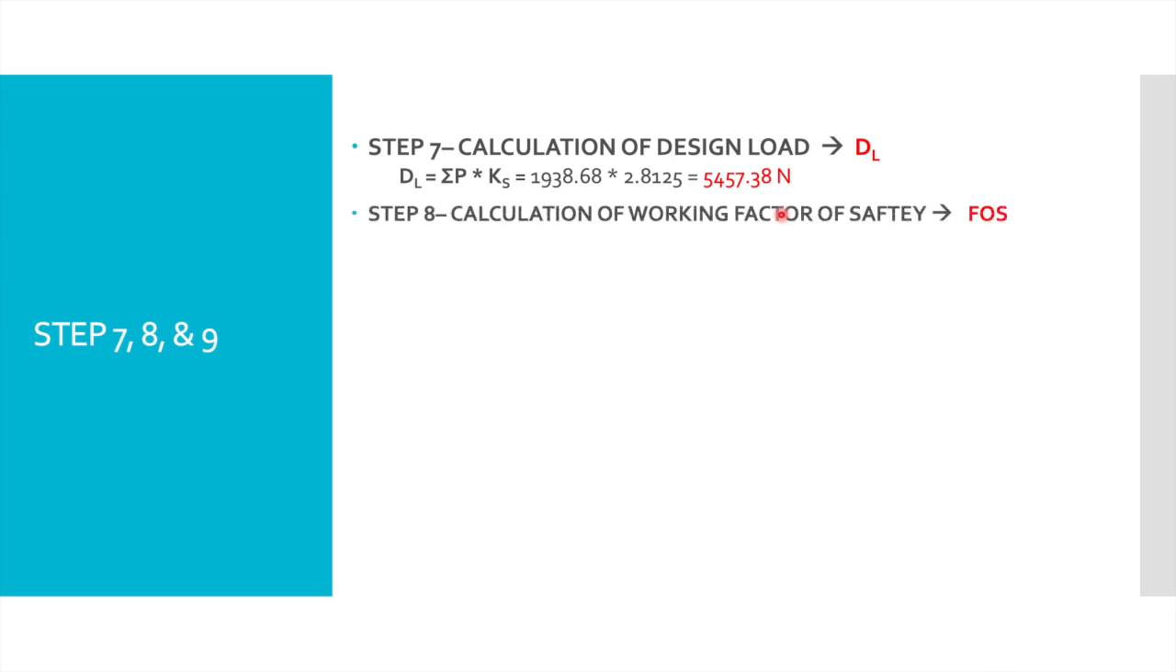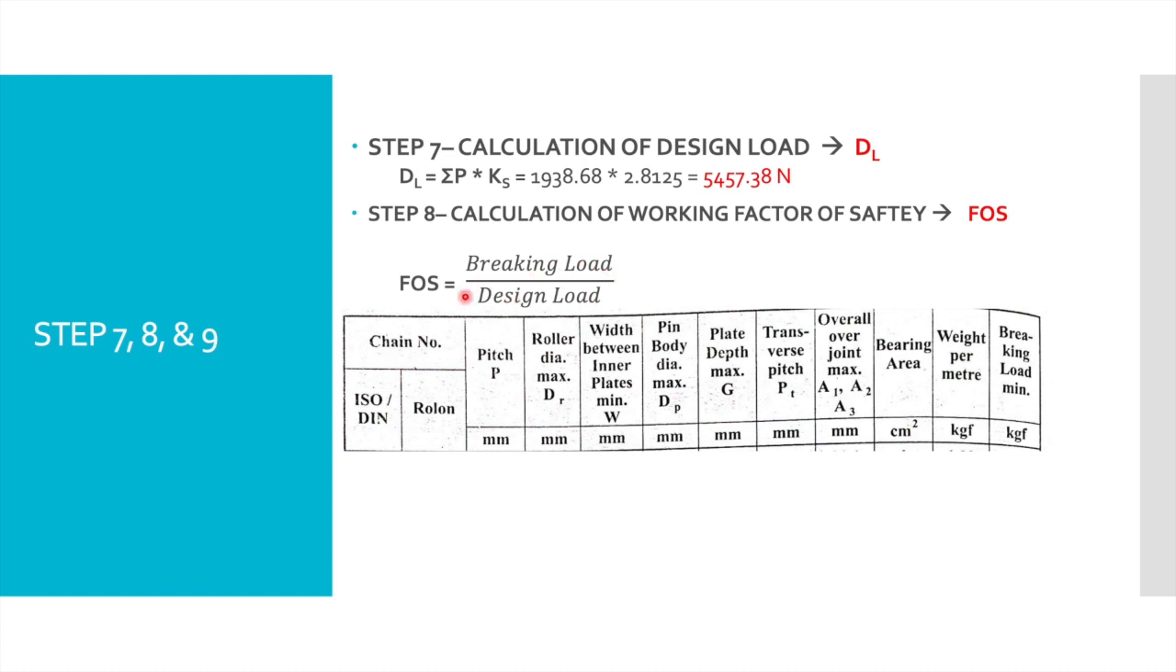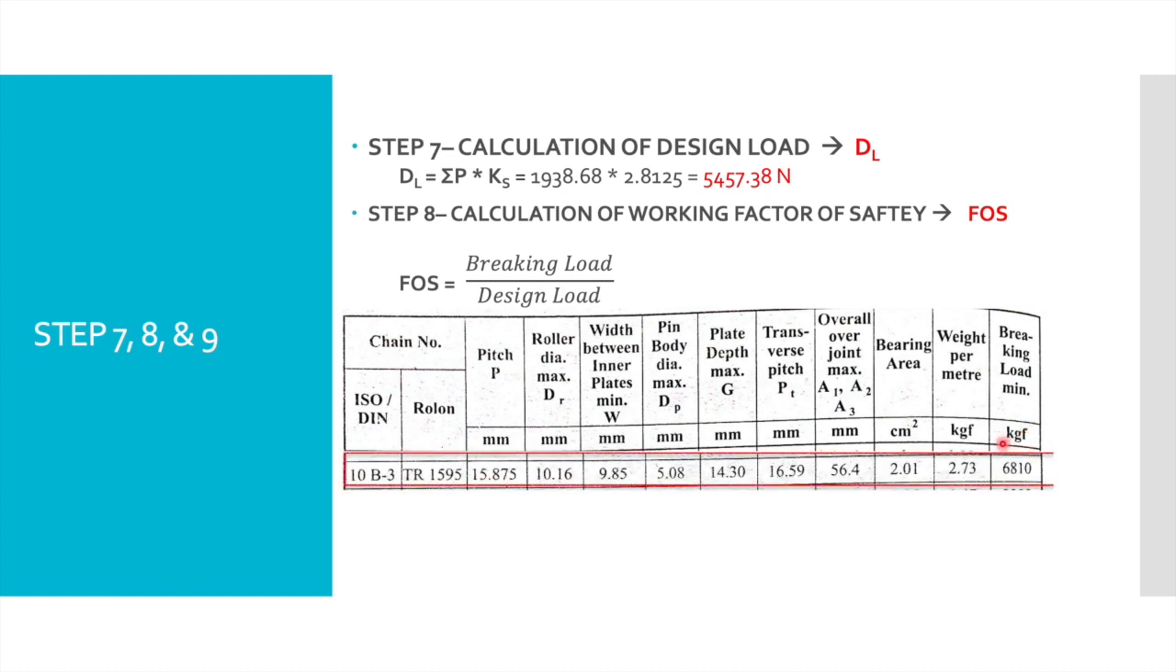So how do we calculate the factor of safety? Factor of safety is calculated using breaking load by design load. Since we know the design load, how do we calculate the breaking load? It is taken from the standard book, the design data book, where the breaking load is 6810, but since we know the design load is in Newton, we need to multiply by 10. So that's why it's 6810 into 10 by the design load. We get it as 12.47.